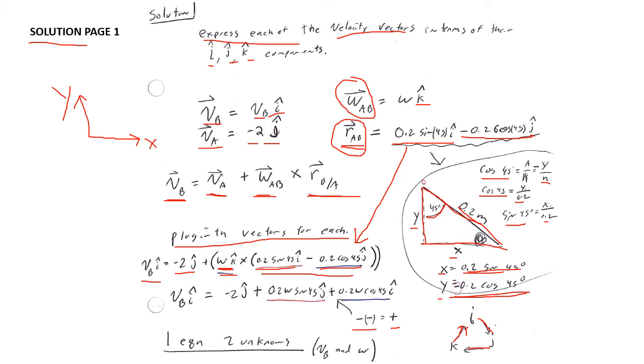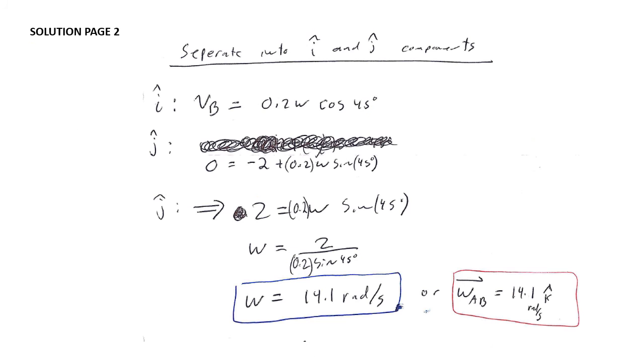So what we end up with now here is one equation with two unknowns. We don't know our v sub b and we don't know our omega. So we need another relationship to make two equations for the two unknowns. The way we can do this is to separate into i and j components. So we take each of those equations and we want to break them down in terms of their i and j components. So we do that here.